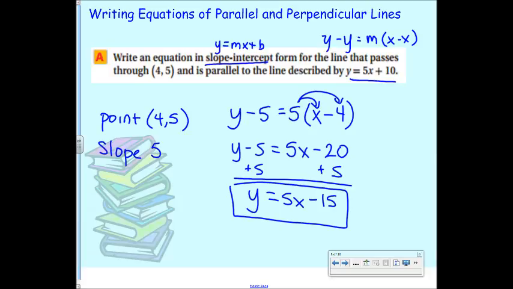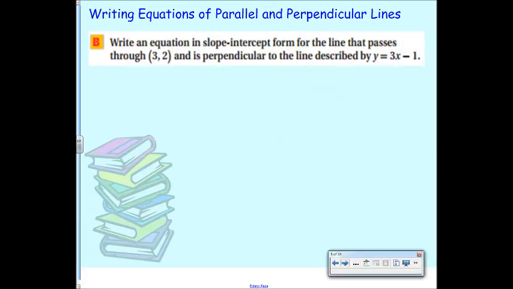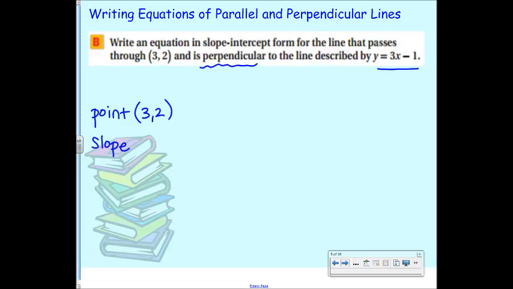Okay, last one. What if I ask you for the same thing, except instead of parallel, I want it to be perpendicular? All right? So perpendicular to a line that goes through 3, 2. So I've got a point, and the point is 3, 2. And I need a slope. And I know it's perpendicular to this. So how am I going to figure out the slope then? Well, the slope of that line is what? 3.